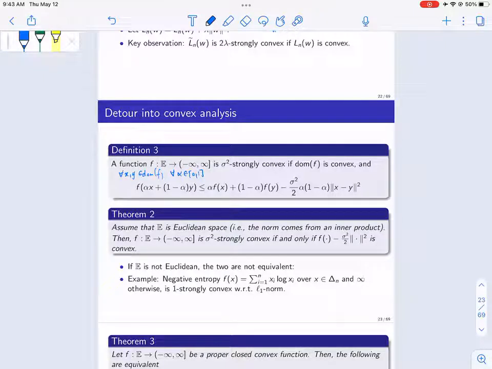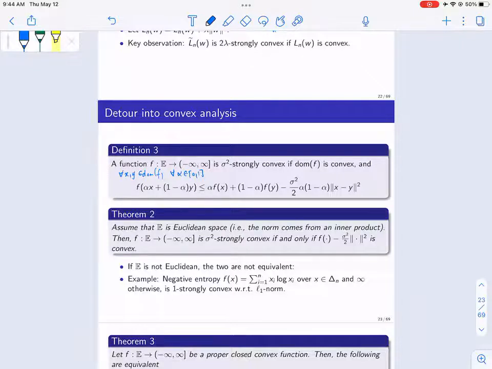If the norm comes from an inner product, then this definition is equivalent to f minus sigma squared over 2 times the norm squared being convex. There's a little difference if E is not Euclidean. If this norm is, for example, the L1 norm, then these are not equivalent.